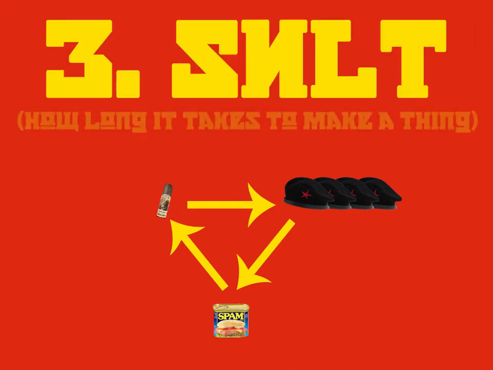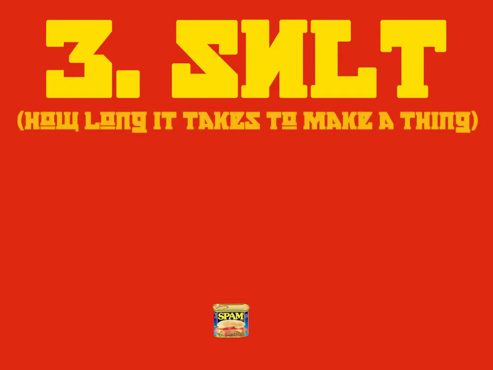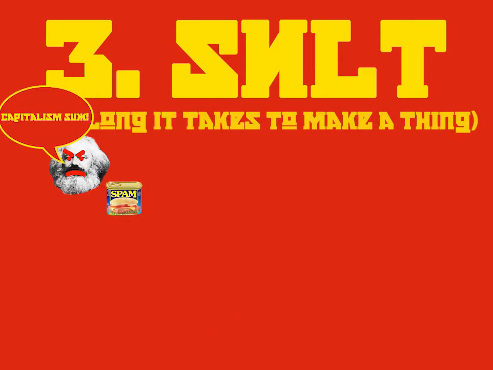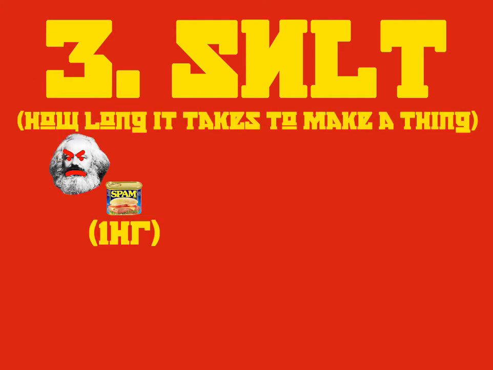Snult is, essentially, how long it takes the average worker to make a certain commodity in a certain society under certain average conditions. So, let's say Marx is working in a spam factory. It takes him 1 hour to make a single can of spam. The snult of spam is, in that case, 1 hour. Now, the important part of this process is that a human spent time laboring on an object so that it might be usable. Because labor was spent on spam, it has a use value. If, instead, Marx just sat in the factory and did nothing for an hour, there would be no spam for him to trade, only a puddle of mush on the floor.